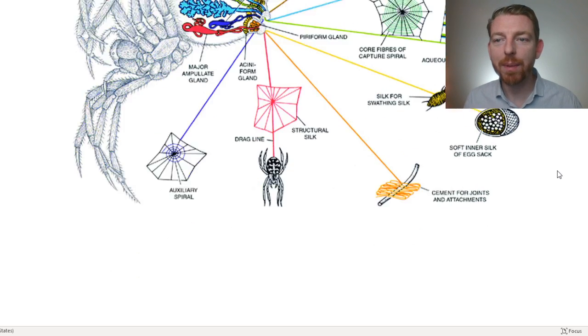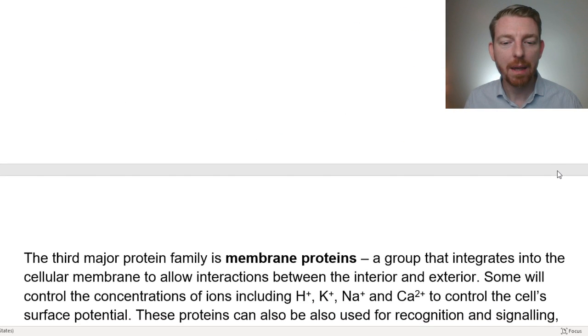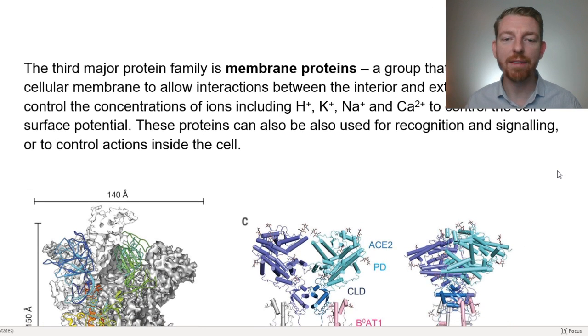Okay, let's move away from that horrifying picture into the third major protein family. So these are ones that are embedded or on the surface of cellular membranes. These are interacting with the hydrophobic, the nonpolar parts of the lipid membrane that makes up your cell walls.